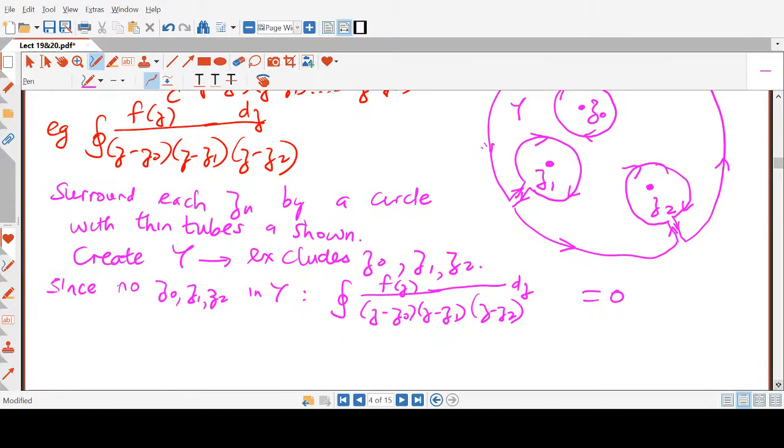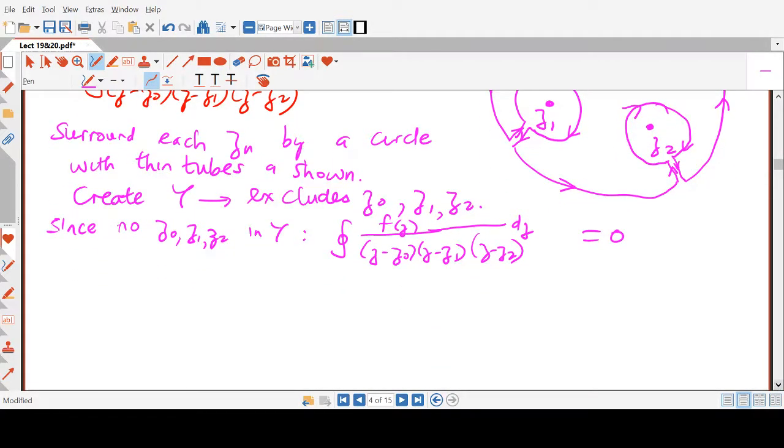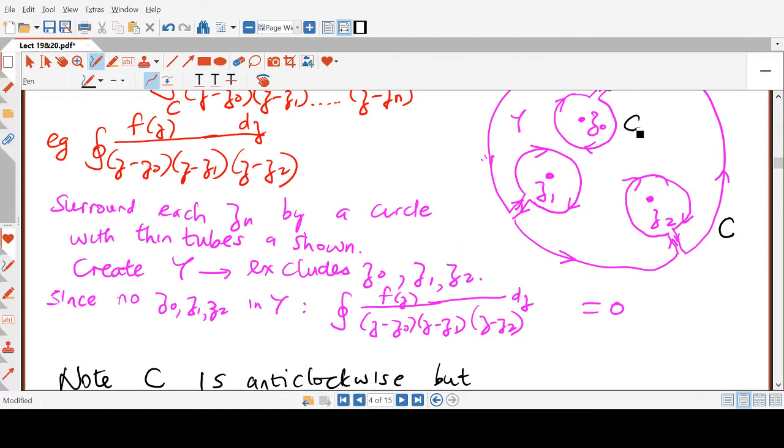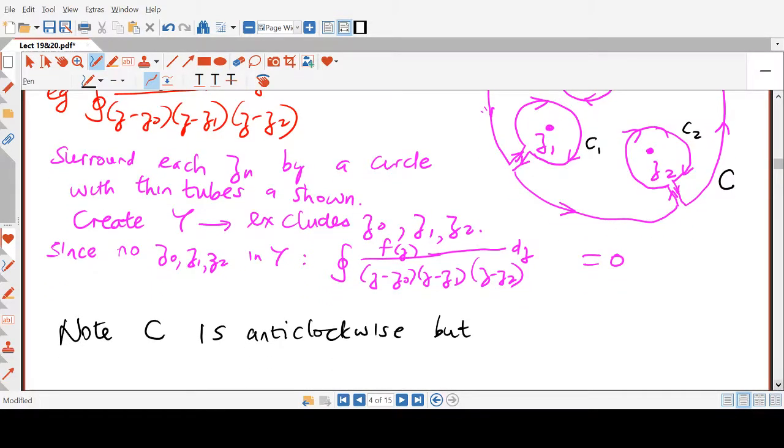I've drawn your attention to the fact that some are counterclockwise and some are clockwise. So just jot this down. Note that C is anti-clockwise. C is this entire curve, anti-clockwise. But these curves, let me call them C0, C1, and C2, the ones that surround z0, z1, z2, are clockwise.